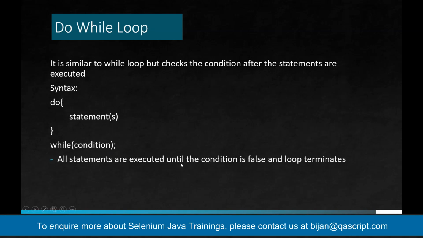So the statements are executed until the condition is false, and the loop terminates when it is false. The difference is it will execute the statements at least once, even if the condition is not matching, because the condition comes after the statements. But that is not the case in the while loop, because if the condition doesn't match, it will not execute the statements, which we saw in our example also. When I entered a number which was not greater than 10, it did not execute the statements. But that can be avoided in the do-while loop.